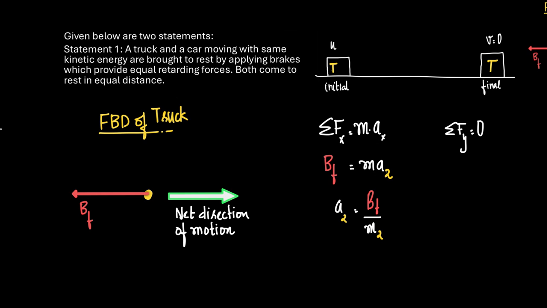This time it would be m2 a2, and sigma fx is the sum of all the forces acting in the x direction. There is only one force acting in the x direction, and since the net direction of motion is towards the right, we'll take all the forces acting towards the right as positive, and all the forces acting towards the left as negative. Therefore, bf is negative, so minus bf is equal to m2 a2, and a2 is therefore minus bf by m2, right?